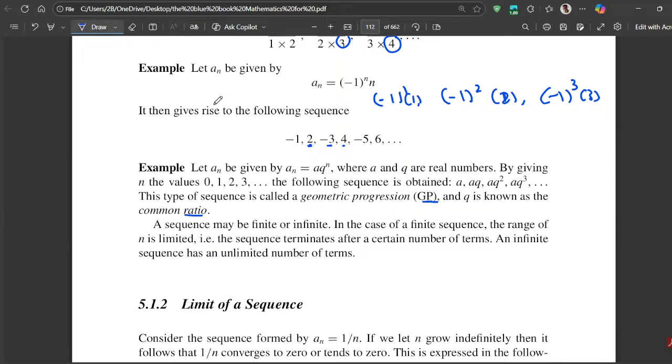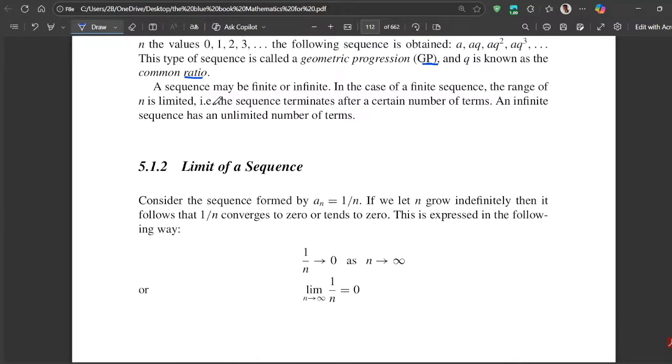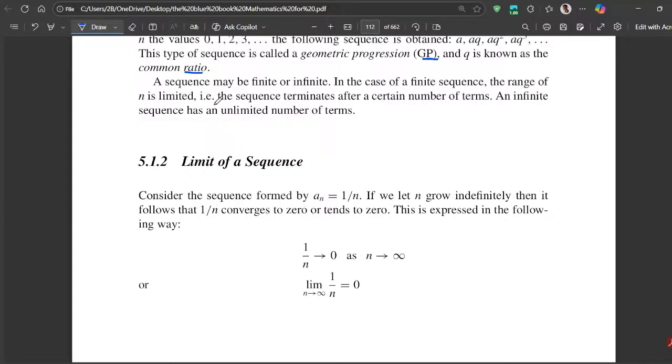In the case of a finite sequence, the range of n is limited, i.e. the sequence terminates after a certain number of terms. So the limit of a sequence is going to be like the introduction to functions, where there's an actual limit to the function, or there is a specific domain and a specific range.